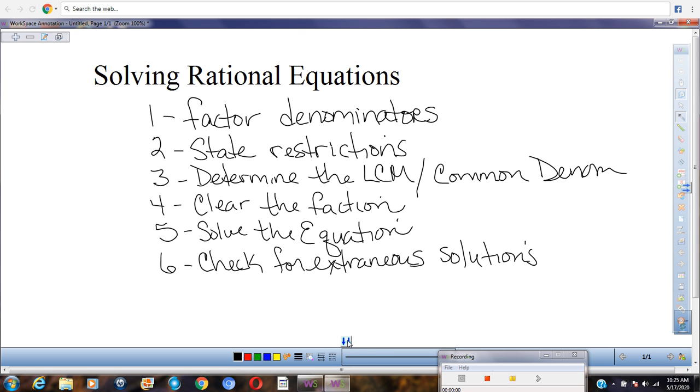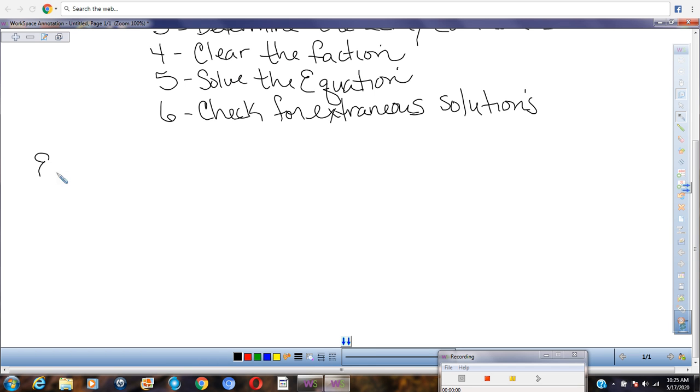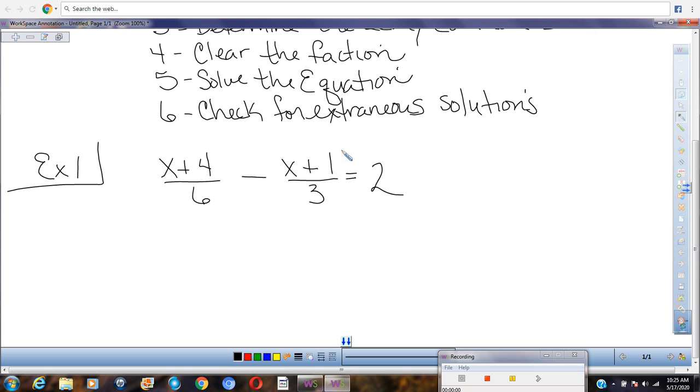All right, so that being said, let's move right into example number one today. If we have (x + 4)/6 minus (x + 1)/3 equals 2. All right, so everything's factored. We don't have to do step one. Step two, we state any restrictions. Well, there are no variables in the denominator, so in this case, there are no restrictions.